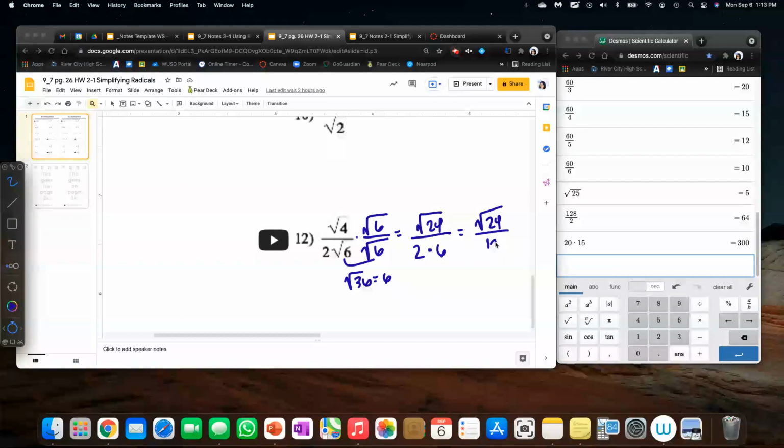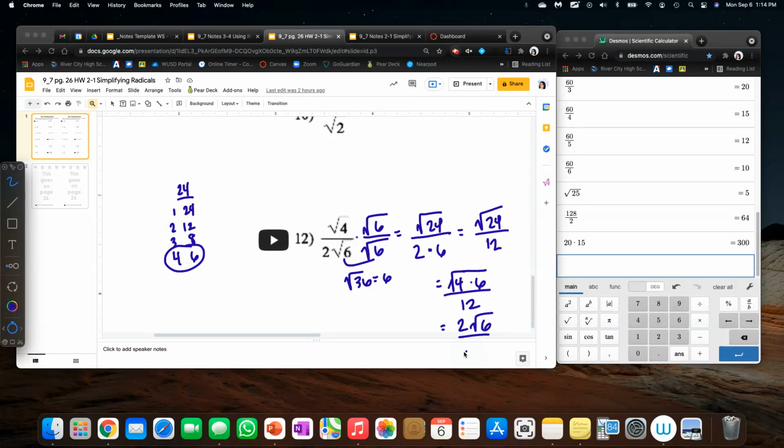Over 12. And now we need to simplify the square root of 24. So factor pairs of 24, 1 and 24, 2 and 12, 3 and 8, 4 and 6, and that's going to be it. So scanning my list, there are no perfect squares on the right-hand side. However, 4 is a perfect square. So I'm going to rewrite this as a square root of 4 times 6 over 12. And the square root of 4 is 2. So this is going to become 2 times the square root of 6 over 12.